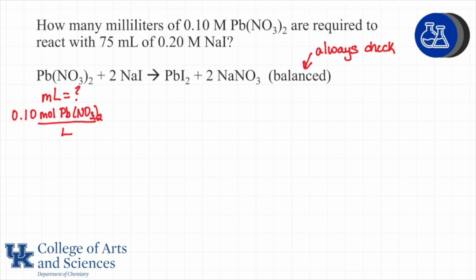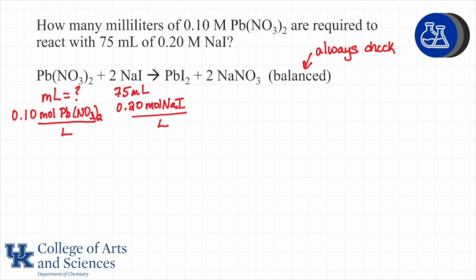Next, are required to react with 75 milliliters. And this is talking about the NaI, so I'll put that below the NaI. And we have 0.20 molar NaI. So I have 0.20 moles of NaI per liter. Now I've summarized my information, and I've also sorted it between each substance. So it's going to be a little bit easier to keep track of.